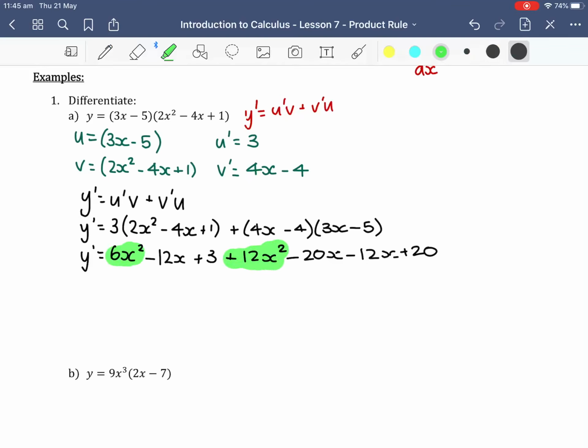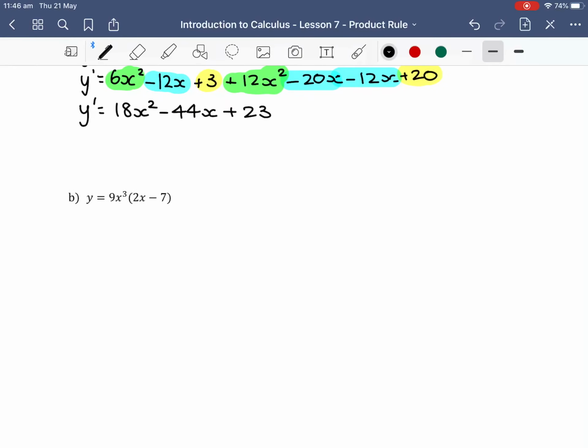So we have 6x squared plus 12x squared, so that equals 18x squared. Then we have our minus 12x minus 20x minus 12x. So minus 12 minus 20 minus 12 equals minus 44x. And then we have our constants, which is plus 3 plus 20, which will equal plus 23. And so that is the derivative of the function we were given.